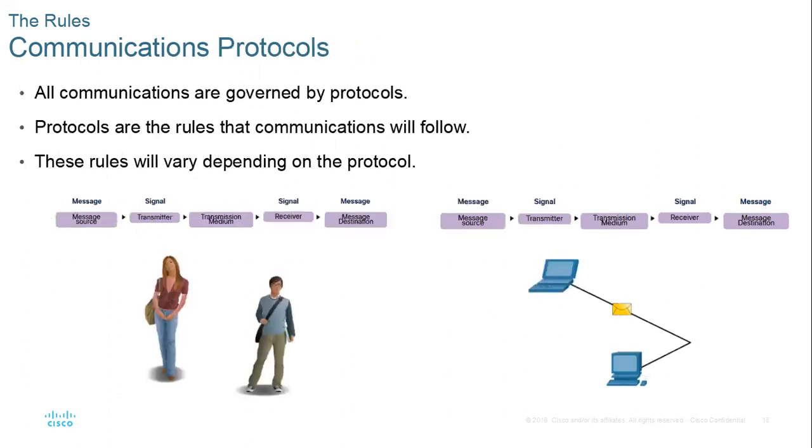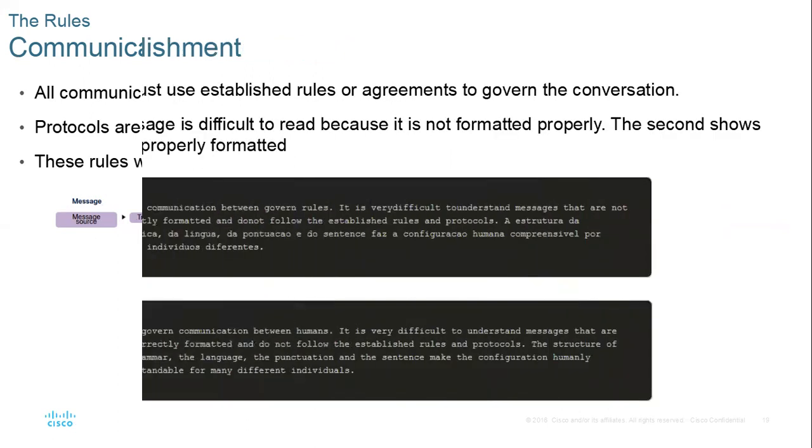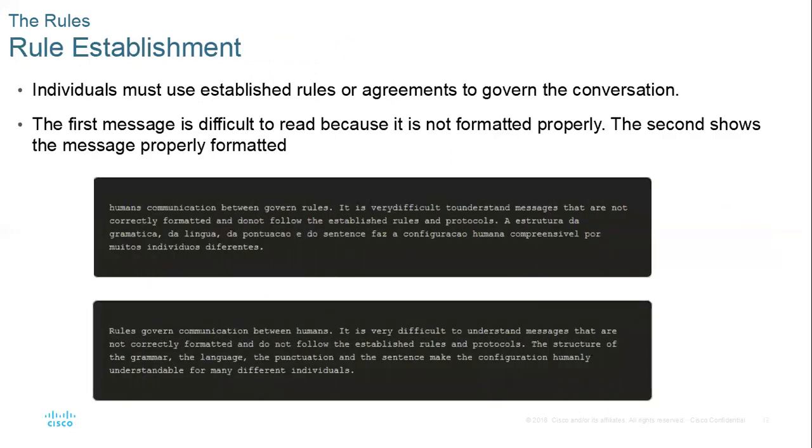So all communications are governed by a protocol. You see this person here, you see this person here, message source, transmitter, transmission medium, receiver, message destination. So protocols are the rules that communications will follow. So without rules, then we can't communicate. So several rules, several protocols are going to be governed by several rules.